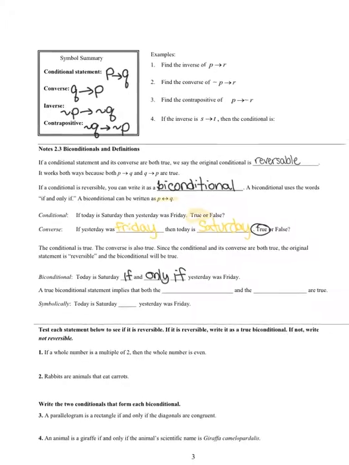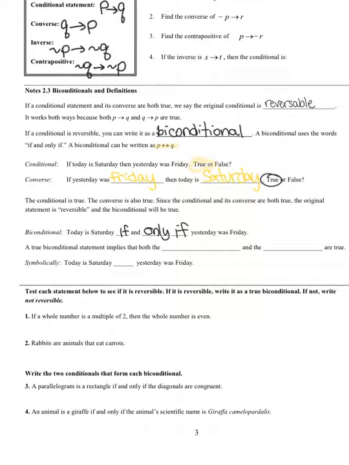A true biconditional statement implies that both the original conditional and the converse are true. Symbolically, today is Saturday if and only if yesterday was Friday, we can write this with IFF, so if and only if. So if you ever see that word if spelled with two F's, that means if and only if, or you'll see it as a double arrow as shown above.